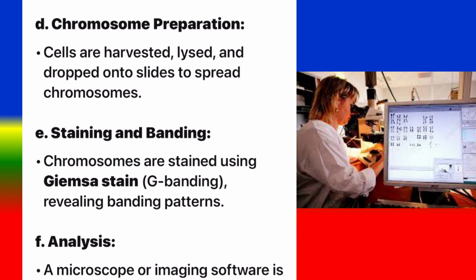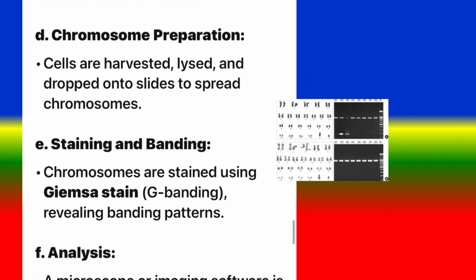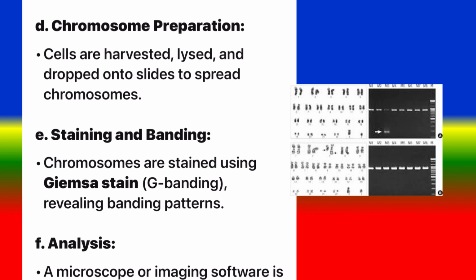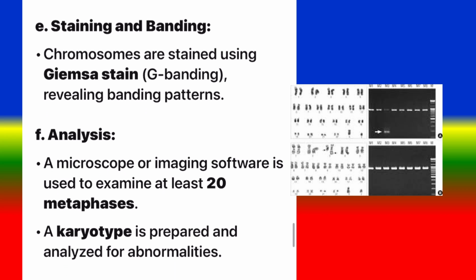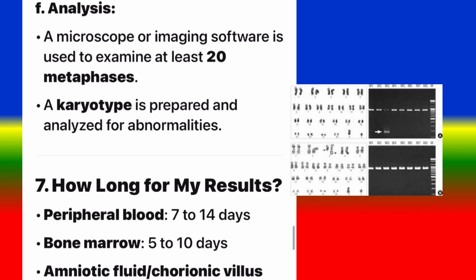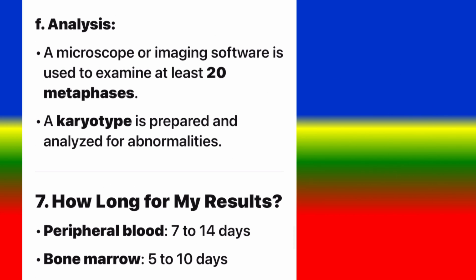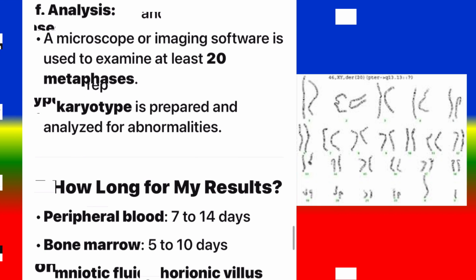D. Chromosome preparation. Cells are harvested, lysed, and dropped onto slides to spread chromosomes. E. Staining and banding. Chromosomes are stained using Giemsa stain, G-banding, revealing banding patterns. F. Analysis. A microscope or imaging software is used to examine at least 20 metaphases. A karyotype is prepared and analyzed for abnormalities.